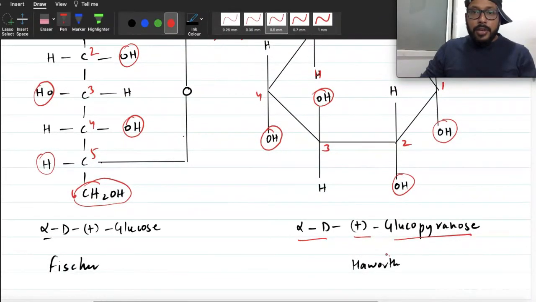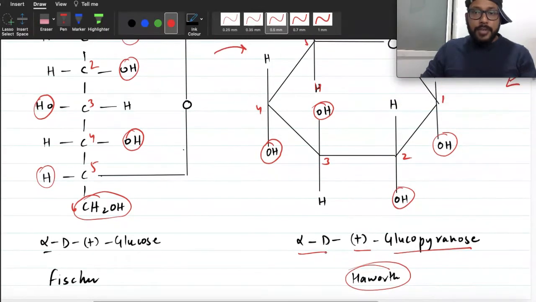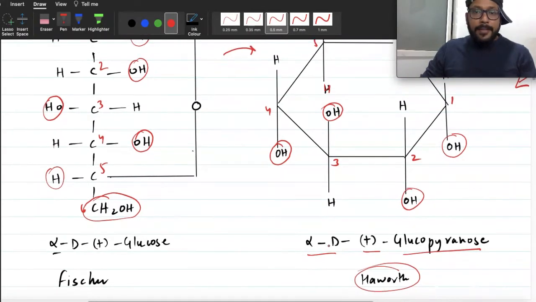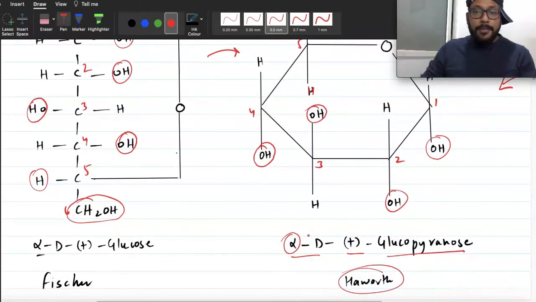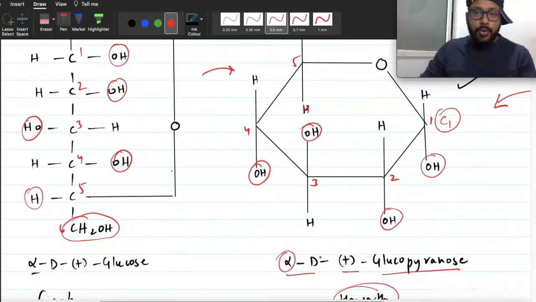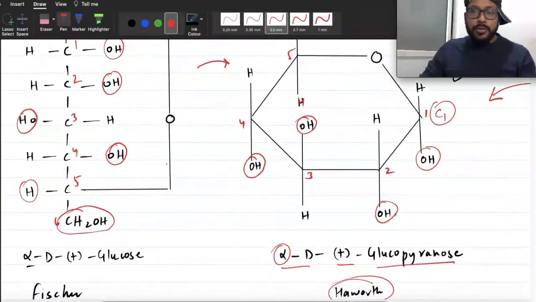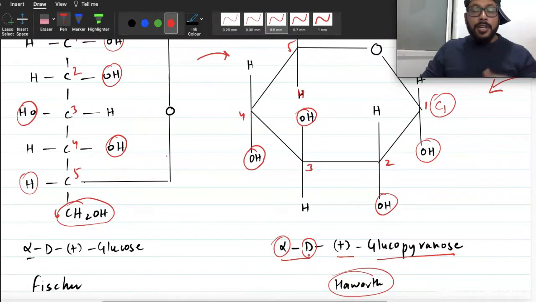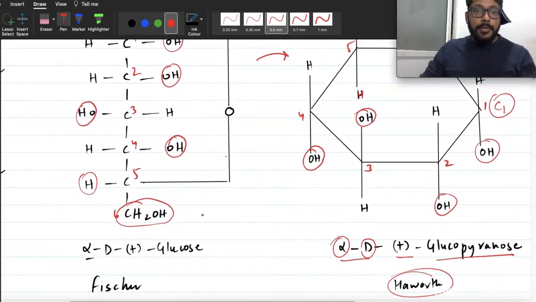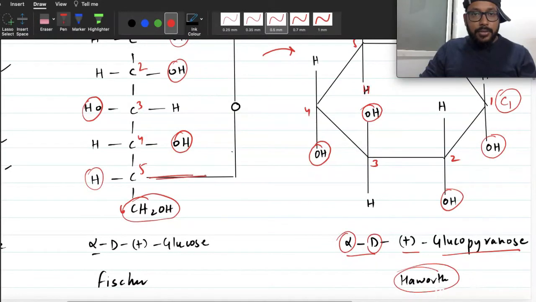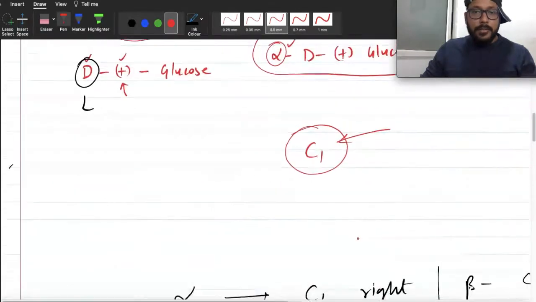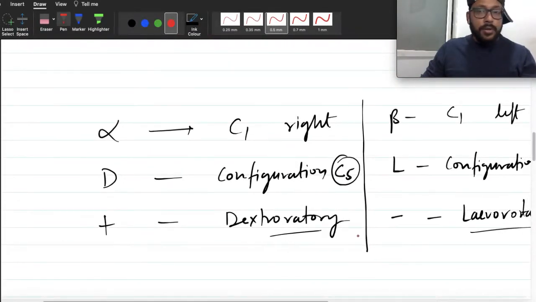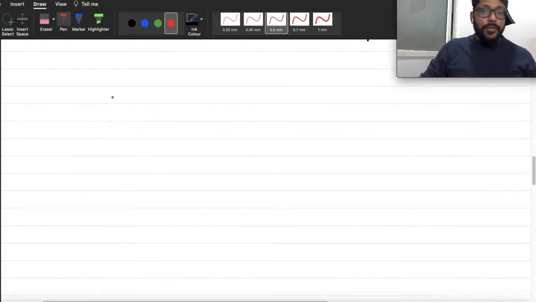And you can also write down the Haworth projection structure of the molecule glucose. Alpha means the C1 carbon and OH are present toward the right, or you can say toward the bottom. So this is your alpha. D means this is the lowest asymmetric carbon, meaning the fifth carbon having OH at the right. So this is at the right. Okay, and positive means it is dextrorotatory in nature. So this was all the information of glucose.